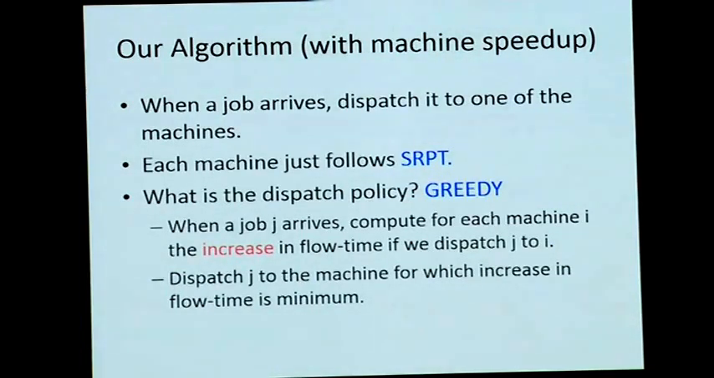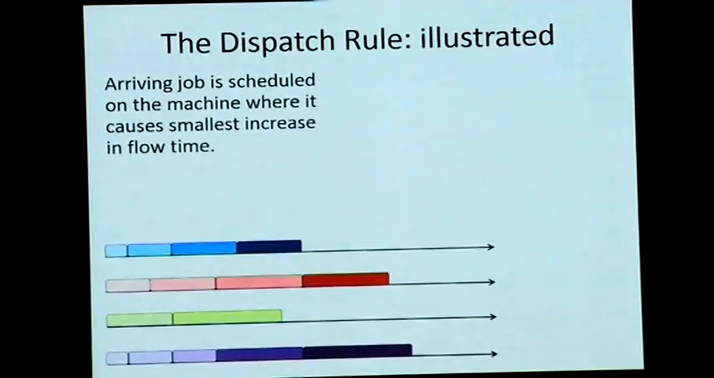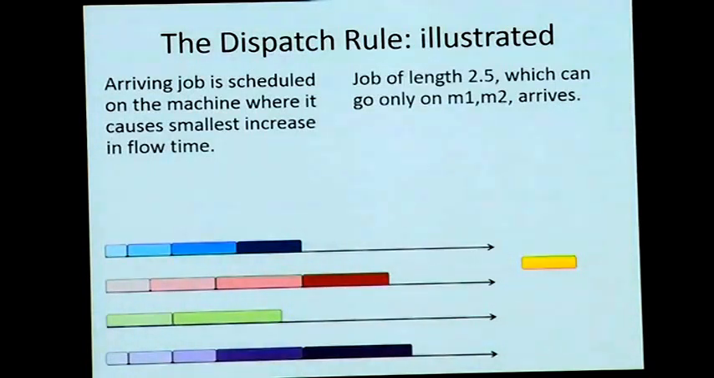If I put the job on this machine, let me calculate how much the flow time increases by. If I put it on some other machine, let me calculate how much the flow time increases by. If I put it on a third machine, let me calculate how much the flow time increases by. And on whichever it is the least, I'll put the job on that machine.